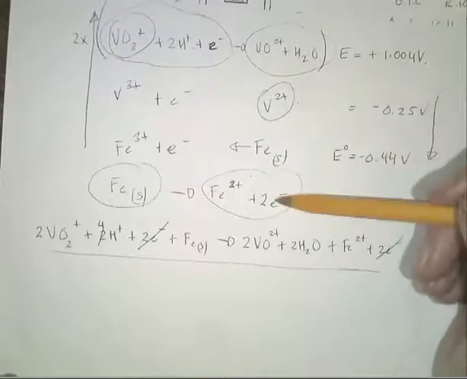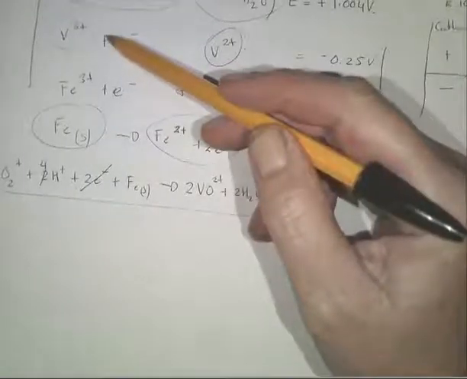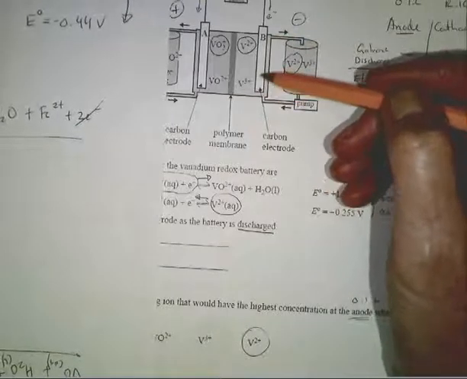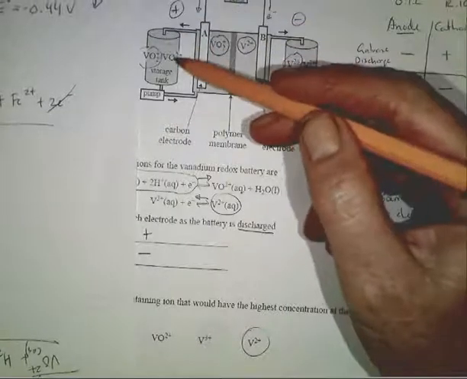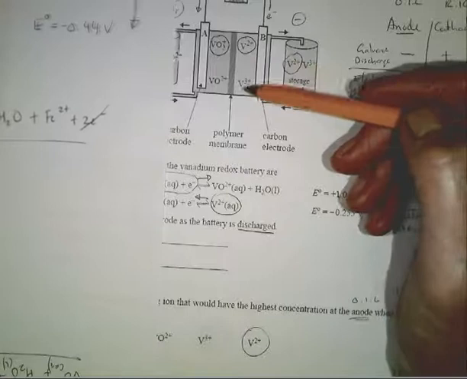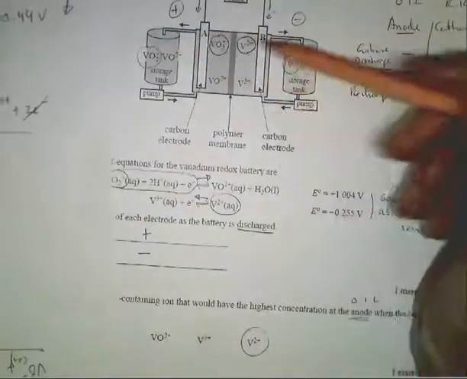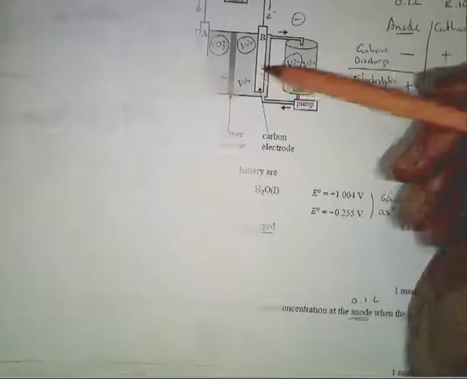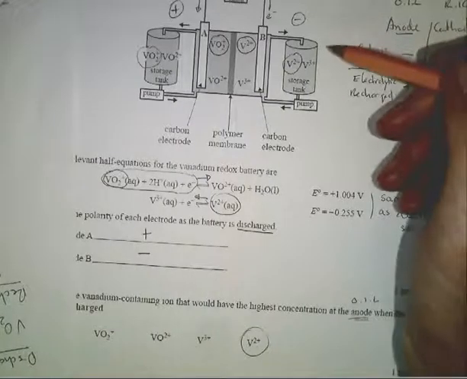You could also say this would react with that in the cell itself. Because this is a stronger oxidizing agent than that, the VO2 plus that's in there would directly react with the iron. So the iron would lose electrons over to here instead of the V 2 plus, and the iron would directly react with this. So the iron electrode would gradually get eroded away and turn into ions.